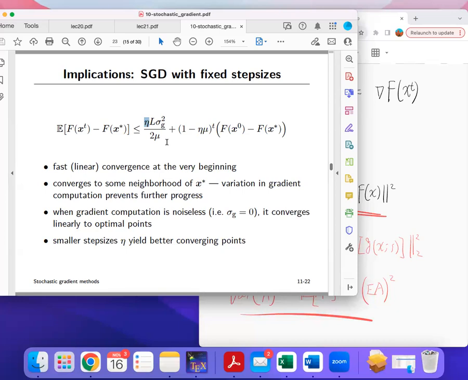But there's a trade-off. Once you choose a very small step size, the convergence error becomes very small. But on the other hand, the second term will converge very slowly. If eta is very small, then 1 minus eta mu is very close to 1, and that makes this coefficient decay slower. So there's a trade-off on this choice of step size.